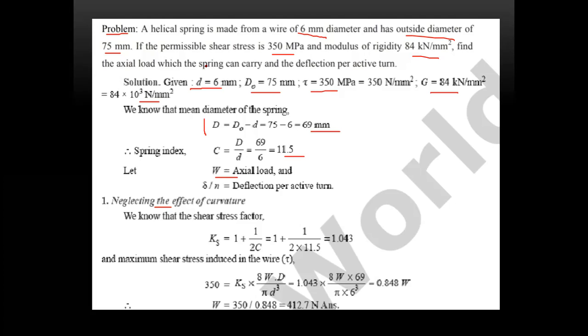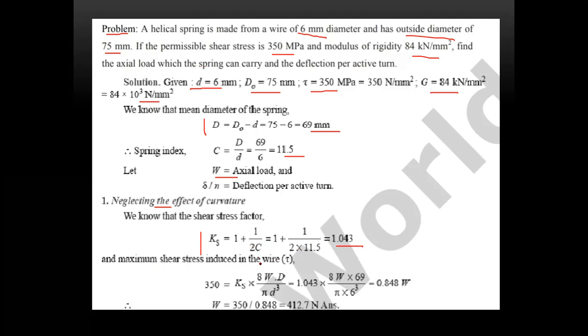So seeing the formula, keeping the values, doing the problems. That is the concept of this DMM1. So you are neglecting the effect of curvature. The formula Ks is equal to 1 plus 1 by 2c. Substituting the c value, you will get the values.